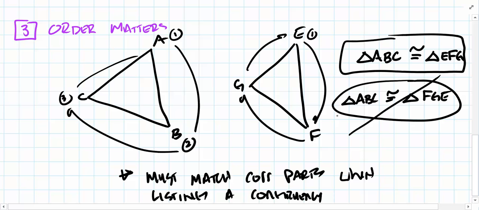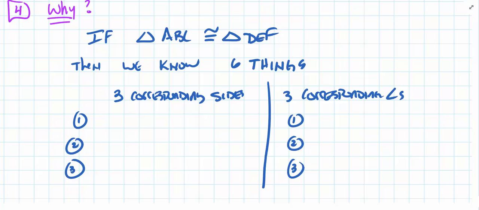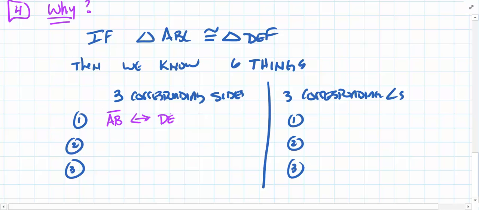Okay, so if we know triangle ABC is congruent to triangle DEF, then I know a couple of correspondings. So what is corresponding? Name the corresponding sides. I'll give you the first one: AB corresponds to DE. Can you give me the other two? If AB corresponds to DE, give me the other two. There you go.